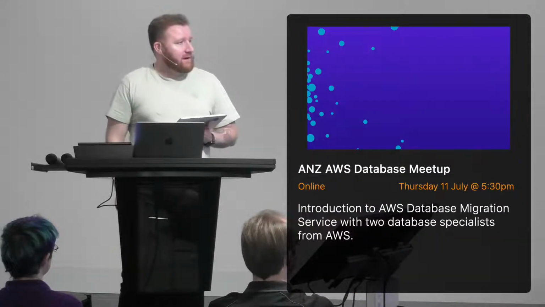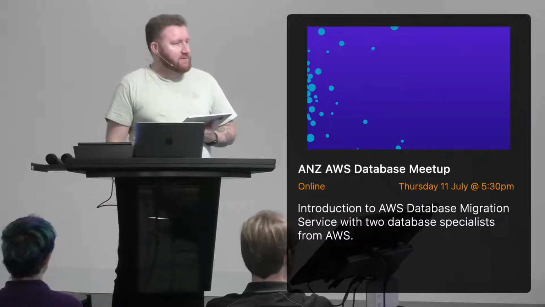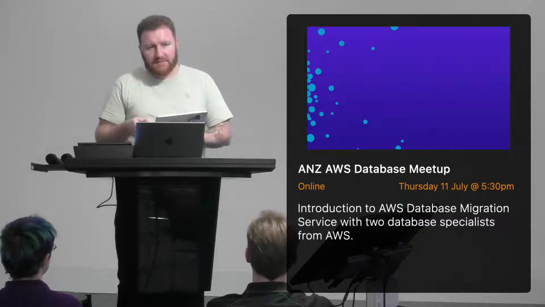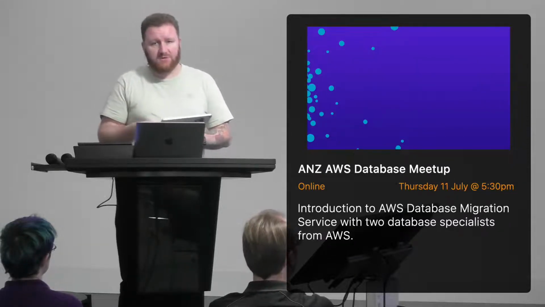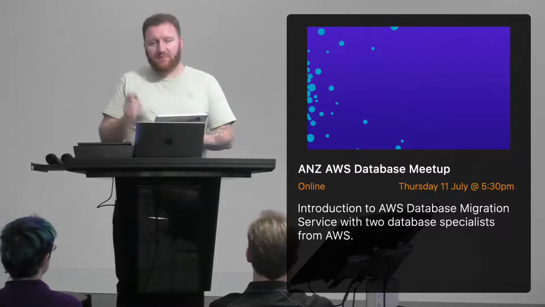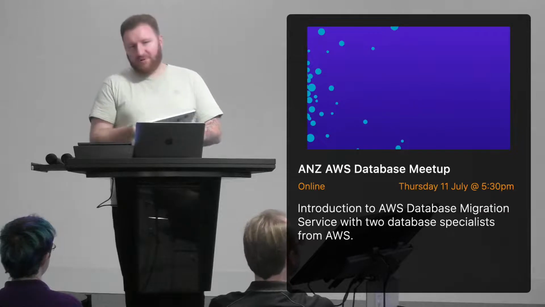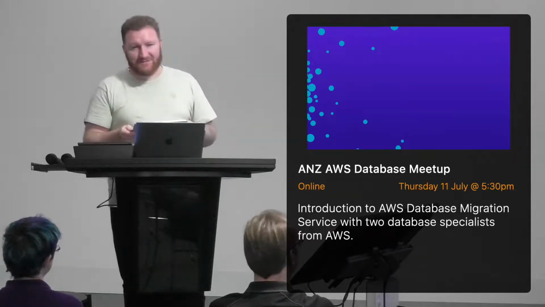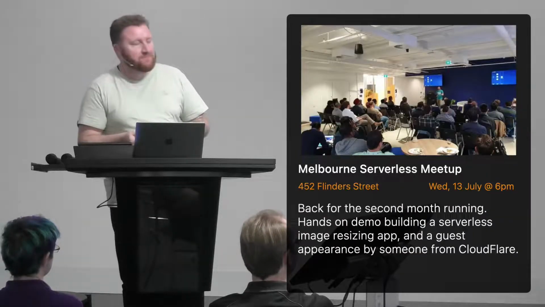Closer to home, the AWS database meetup is on again, and this time they've got a couple of database specialists from AWS in to help take you through the Database Migration Service, which is one of those ones where you don't need to use it very often, but when you do, it becomes very important. Should that be August instead of July? Probably should be August instead of July, yep. Good call out, thank you. Yes, definitely August instead of July. That's what happens when you reuse slides.